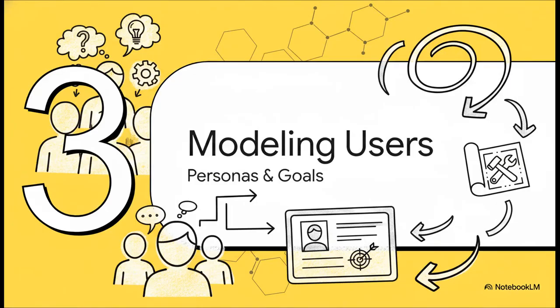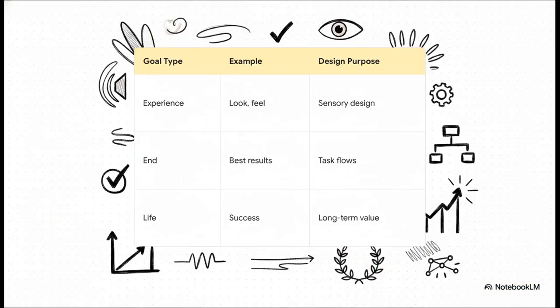All right, section 3, modeling users. This is where we take all that raw interview data and synthesize it into something designers can actually use. This is definitely Tier A material. We have to strictly categorize user motivations into 3 goal types. First, experience goals. This is about how a user wants to feel. It guides your sensory, emotional design.